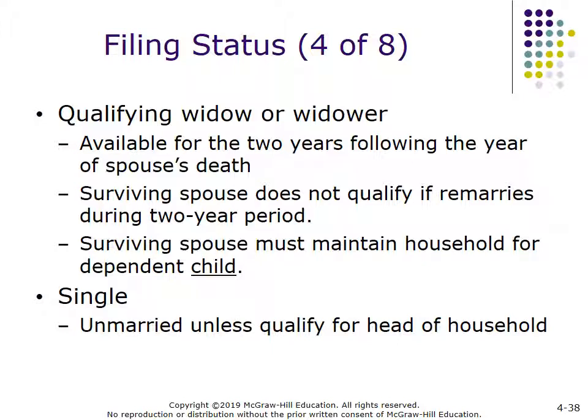A qualifying widow or widower is a status available to people who are widows or widowers, and it's available after the year of death of the spouse. To qualify, you can't remarry, and you must maintain a household for a dependent child, not a dependent relative, a dependent child for those 2 years. So what's the great thing about being in the status? You still pay your taxes like you're married filing jointly. So more of your income is taxed at lower rates than it would be under single status.